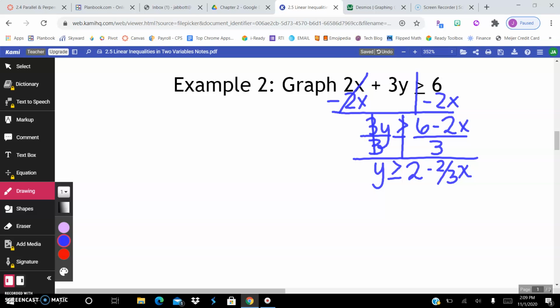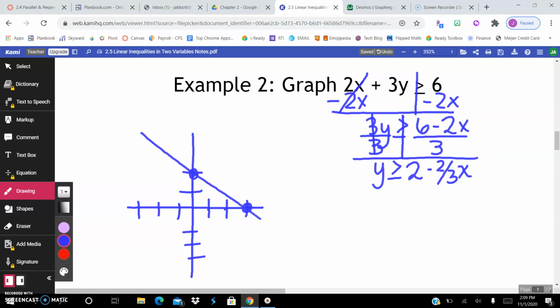So now we have to graph this. And our y-intercept is +2, so we're going to put a dot at +2. And our slope is -2/3, so that means we're going to go down 2 and then right 3. Our inequality symbol is underlined, so this is going to be a solid line, and y is greater than this, so we're going to shade above the line.